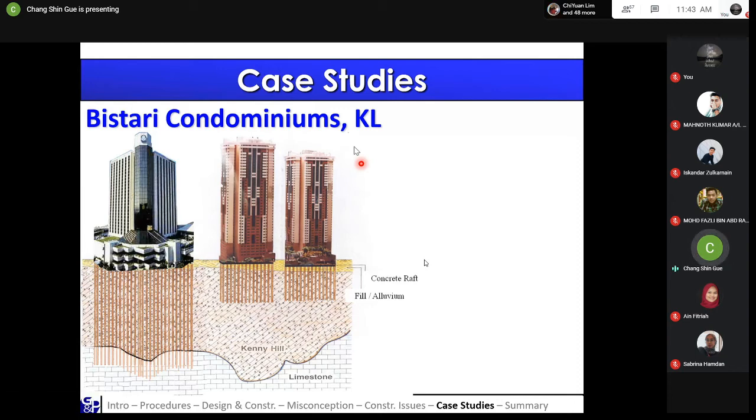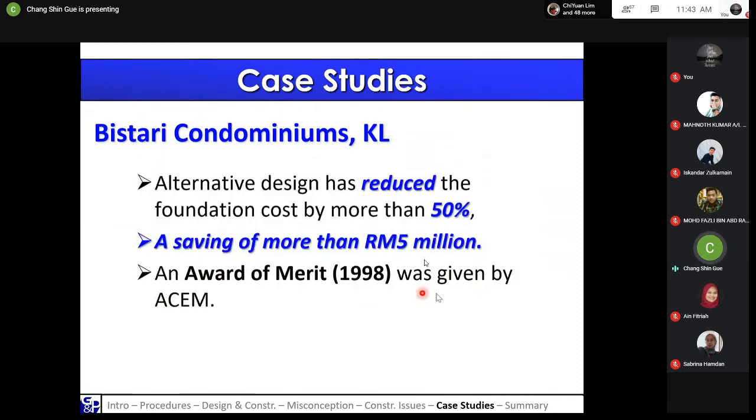So for this project, it's actually an alternative design that has reduced the foundation cost by more than 50%, which is a saving of more than 5 million. And our company got an award of merit back in 1998, which was given by ACEM, which is the Association of Consulting Engineers Malaysia.